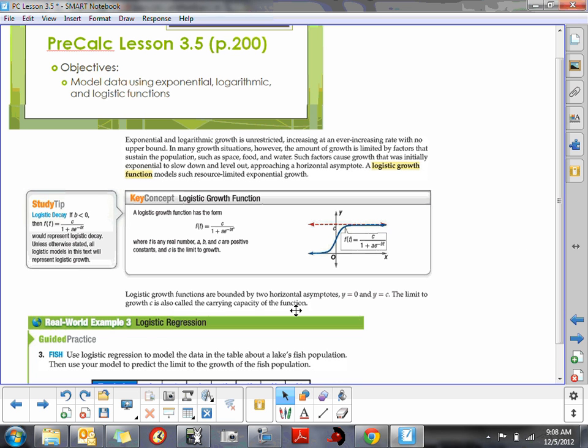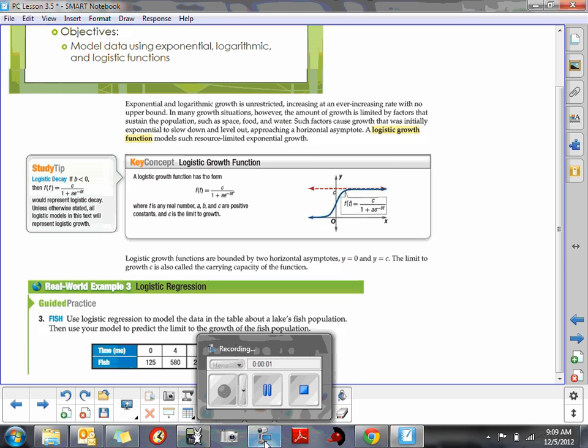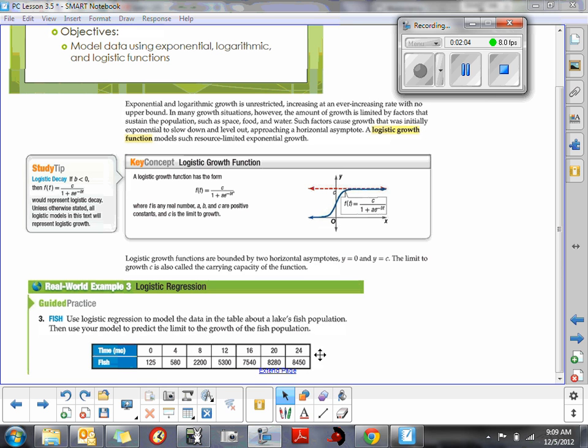So logistic growth functions are bounded by two horizontal asymptotes, one at y equals 0, so we cannot cross the x-axis. We can't go below a certain population, can't go below extinction. Once you're extinct, that's as low as you can go. And then we also have this physical constraint, the ceiling, the upper limit of what your population growth can be. So that's the first thing we're going to do. I'm going to take a little time out so I don't use the time on the video to enter the data, and then I'll come back after I have the data entered in the calculator and pick this topic back up.